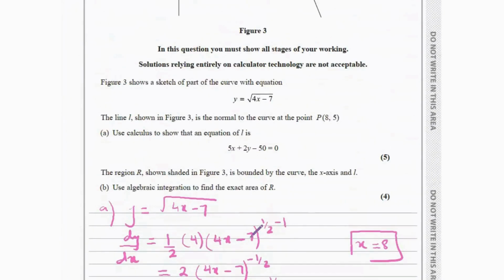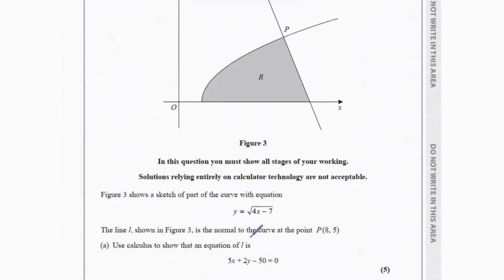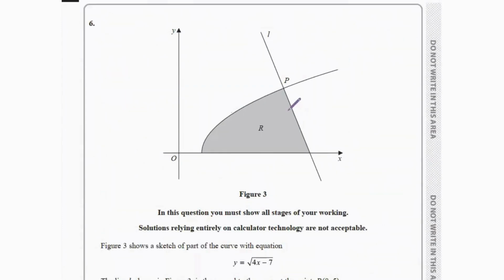Then it's saying the region R shown here in figure 3 is bounded by the curve, the x-axis, and line L. Use algebraic integration to find the exact area of R. So if you look at it, this is the region that's bounded by the curve, this part, and then we have this triangle over here. So we know this point is (8, 5).